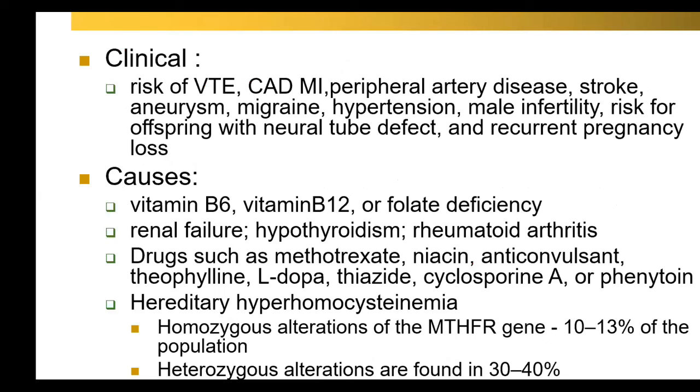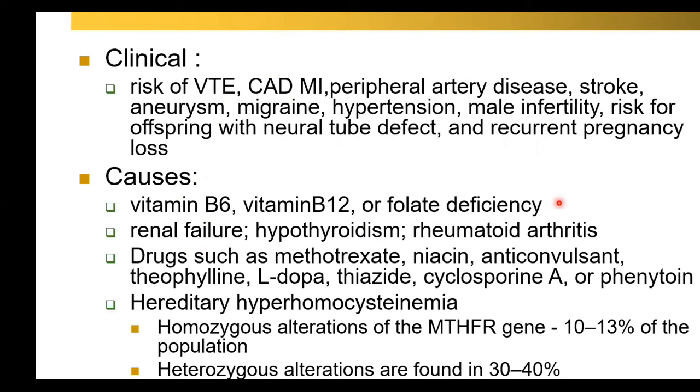Then coming to hyperhomocysteinemia. Till now, we were considering protein C, protein S, antithrombin 3 and factor V Leiden mutation, and they are all anticoagulants which are in lower amounts. Hyperhomocysteinemia is slightly different in its mechanism of action as far as development of thrombosis is concerned. A patient with hyperhomocysteinemia, apart from having venous thromboembolism, can also have arterial thromboembolism, peripheral artery disease, stroke, aneurysm, migraine, hypertension, recurrent pregnancy loss and neural tube defects because of hyperhomocysteinemia per se. This could be secondary to vitamin B6, B12, or folate deficiency.